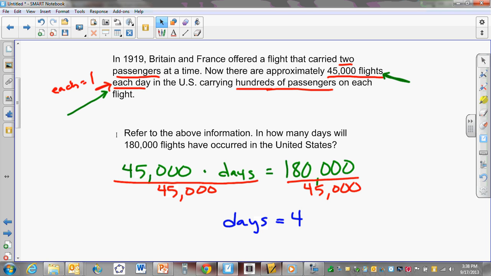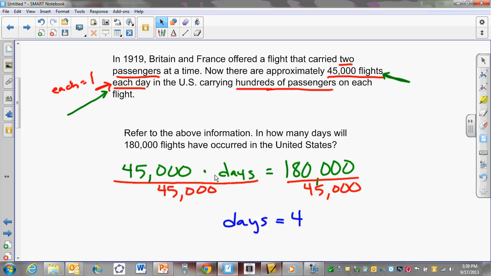So then we get to our question down here. Refer to the above information, and how many days will 180,000 flights have occurred in the United States? So we don't need to know anything about the passengers. So we can go up here and we can just cross out 2 passengers, 100 passengers. We don't need any of that. What we need to know is the number of days, the number of flights that we have. We know there's 45,000 flights each day, so one day, and we need to see how many days it would take to get to 180,000.